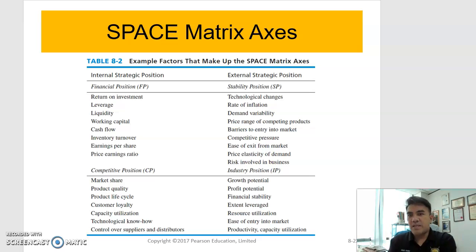Under this SPACE matrix, usually the strategic options will be given. These are some of the elements under financial position, stability position, competitive position, and industry position that the organization can choose from in order to evaluate the company's competitive position. We will go into the steps quickly.